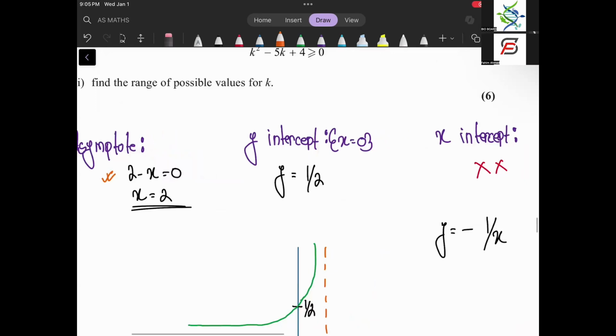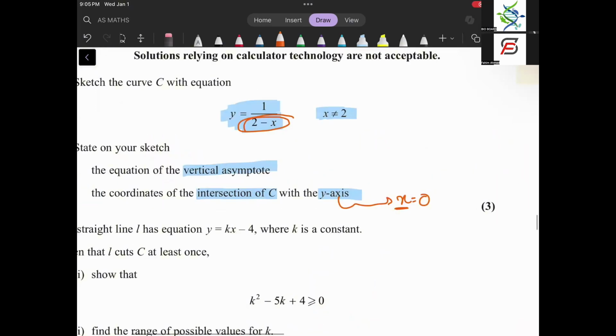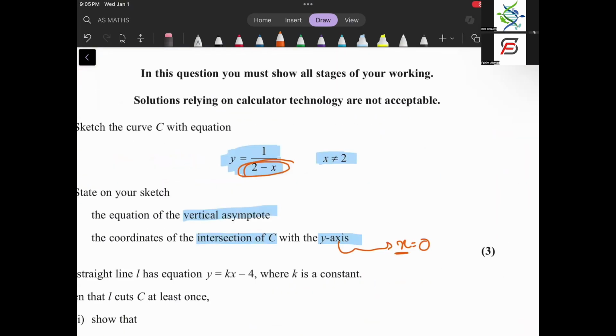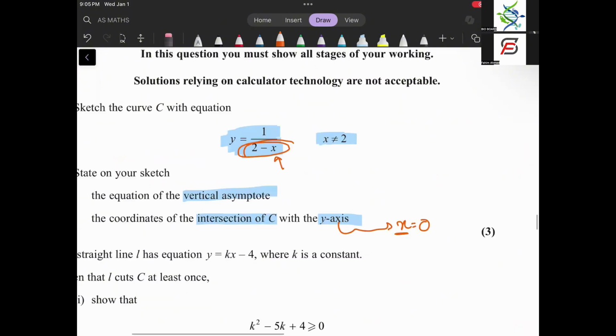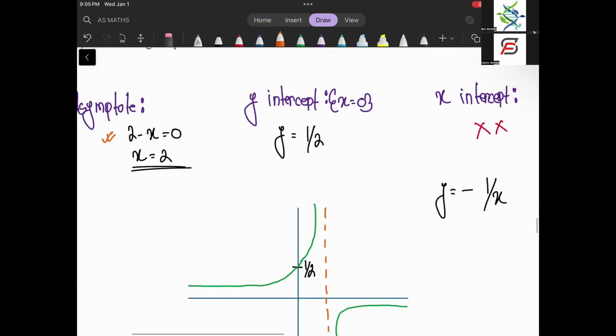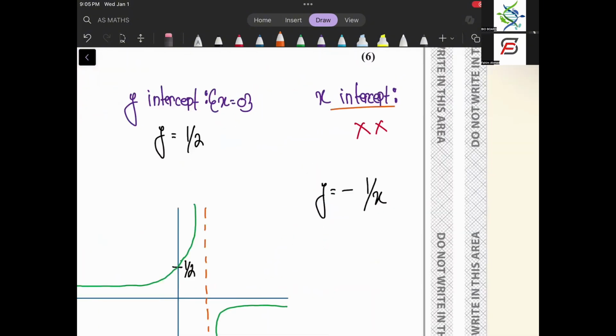And the y-intercept. At the y-intercept, x equals to 0. So here you have to put x equals to 0 in this equation, right? So you get a value of 1 by 2. And you do not have any x-intercept of this graph.